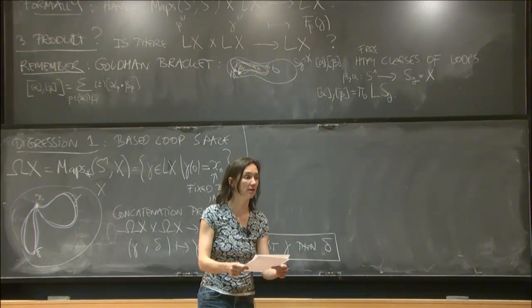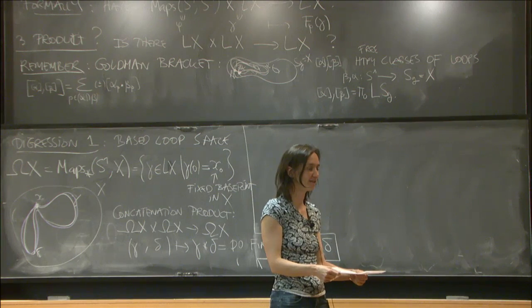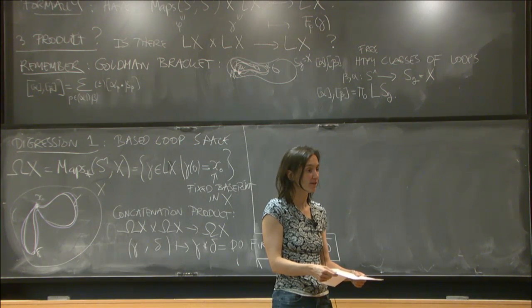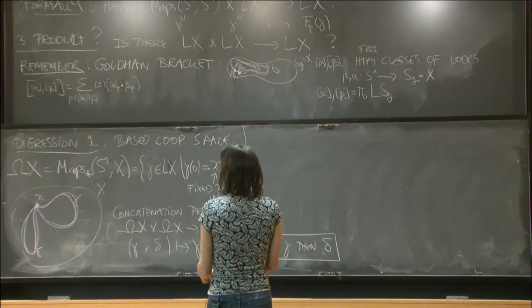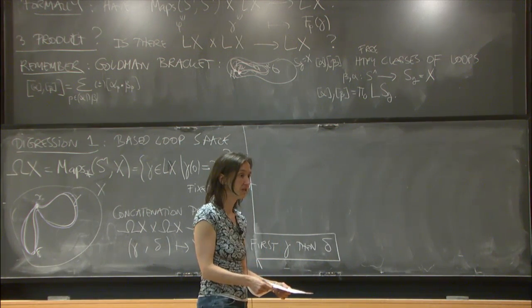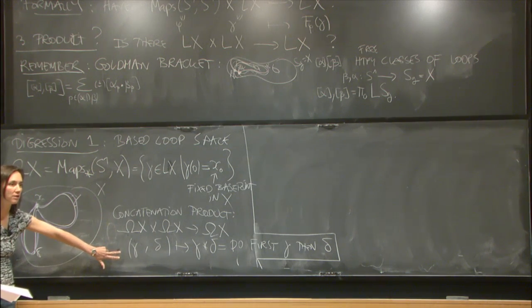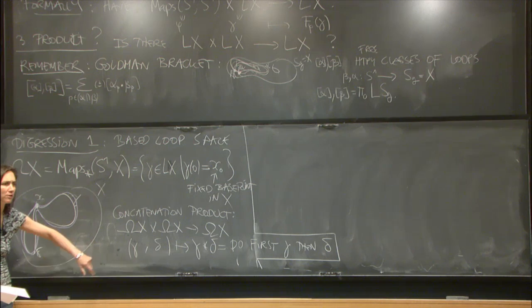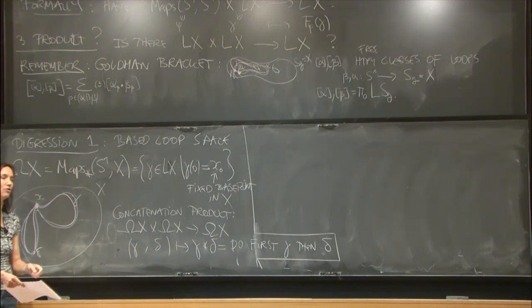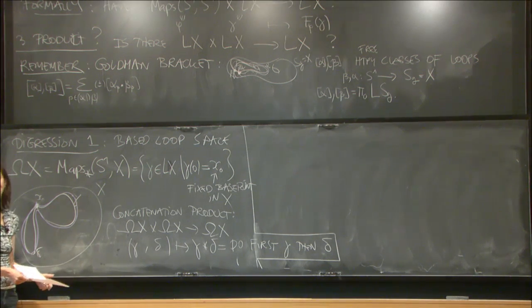Another question. Are you allowing for non-separable spaces? Because then your base loop space will depend on the base point. Oh yeah, that's what we discussed. You mean non-connected? Not separable, I don't know. All my spaces are good. Nice. Then maybe Hausdorff, yes.